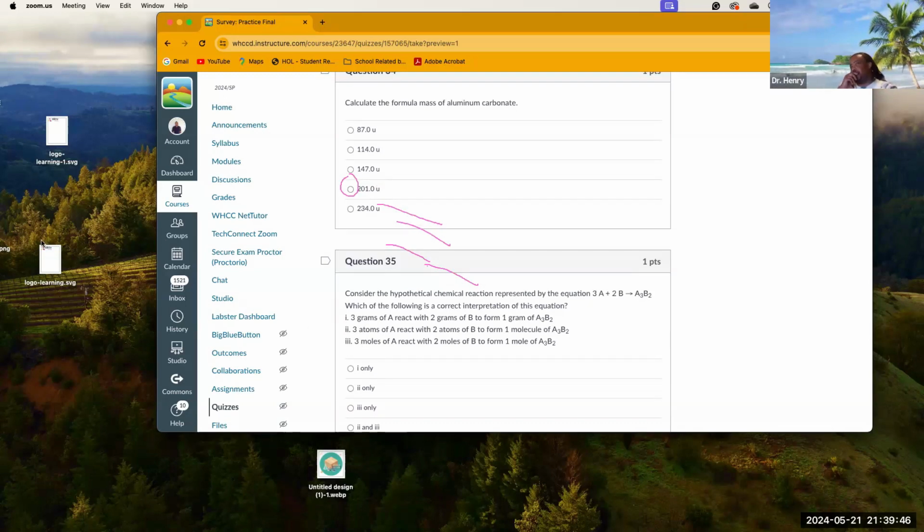Okay, so let's do number 34 and 35, and then we'll call it a night because my brain is about fried. Is that fair? Or is there one in particular you want to do?